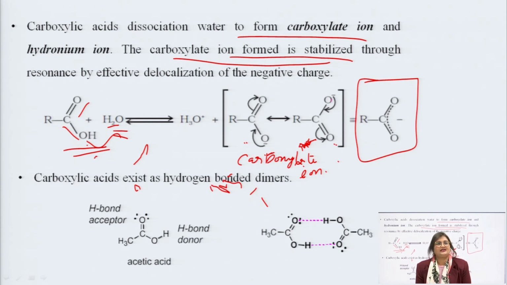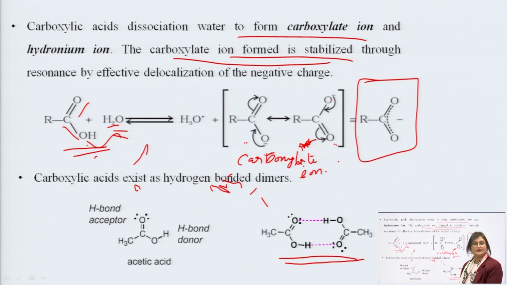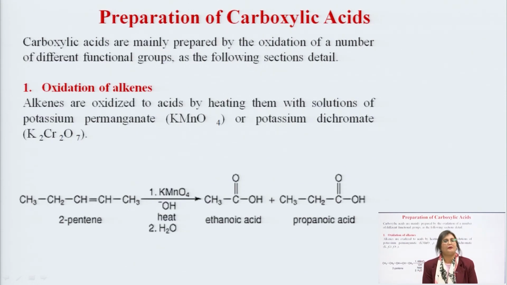Carboxylic acids exist as hydrogen bonded dimers. When two carboxylic acids are combined together, they form a dimer which is attached to each other via hydrogen bonding. So, these were a few properties of carboxylic acid. We shall look into these properties in detail in the further classes.